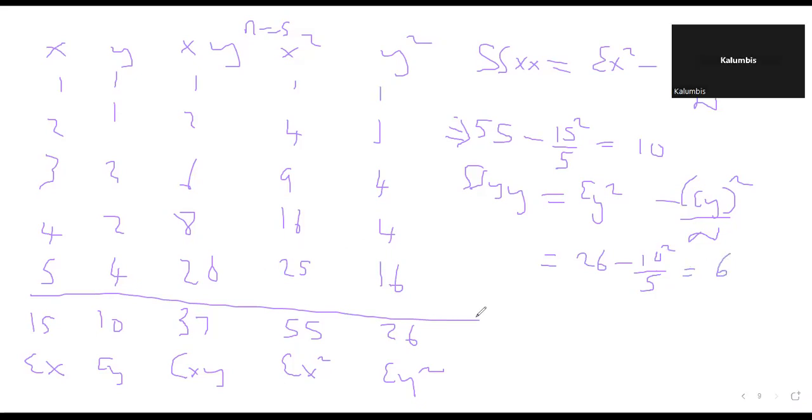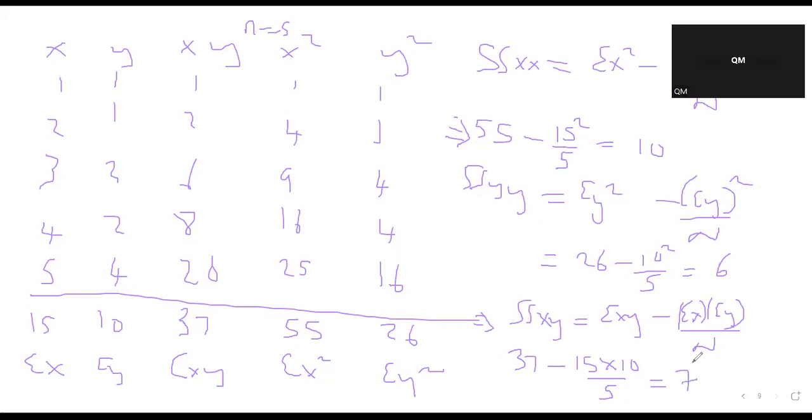How about xy? This is summation of xy minus summation of x times summation of y, all over n. So here it is 37 minus 15 times 10 over 5. So we get 7. All right. So we found xx, yy, and xy. If you're able to find this, where is the problem?